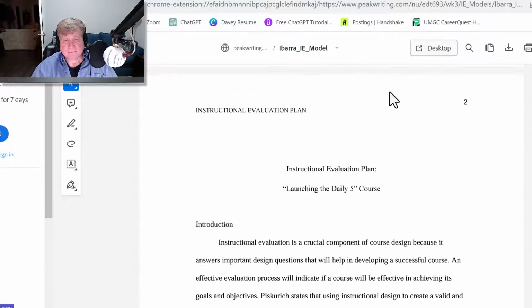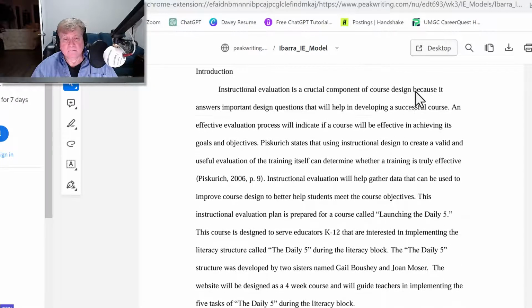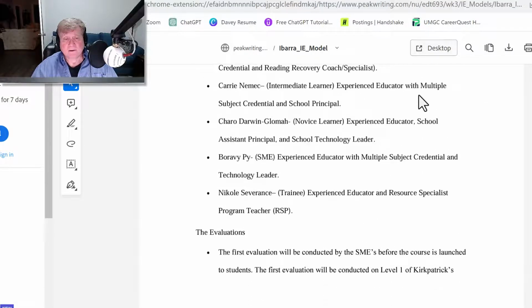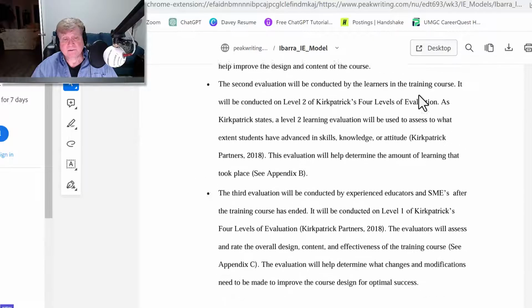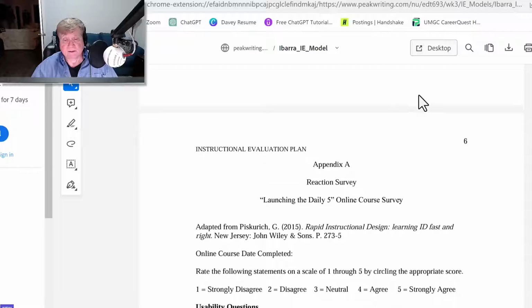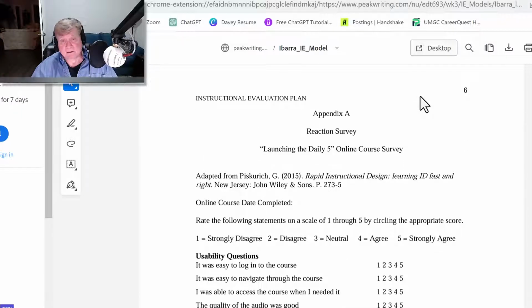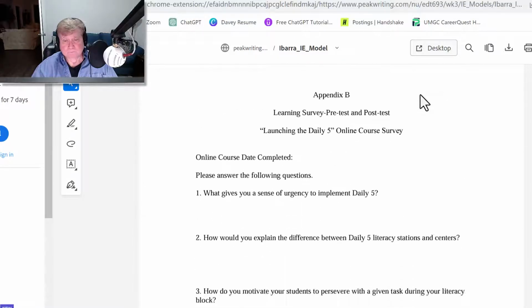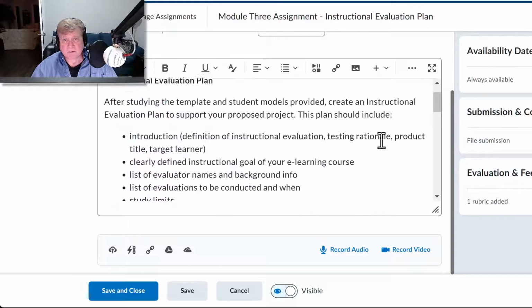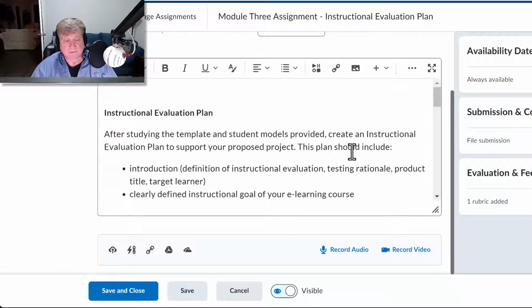Here's Veronica. Her introduction, her instructional goal, evaluators, the evaluations, study limitations, and then the instruments in her appendices. Again, appendices should come after the references. Okay, well that is pretty much it. You can go through the rest of those and you'll find other helpful examples of basically the same thing.